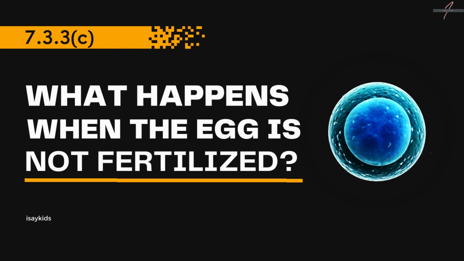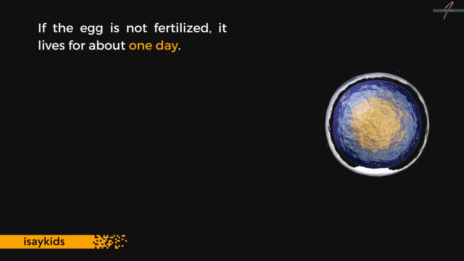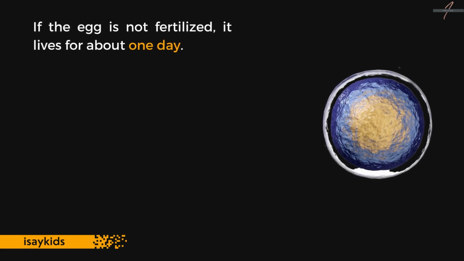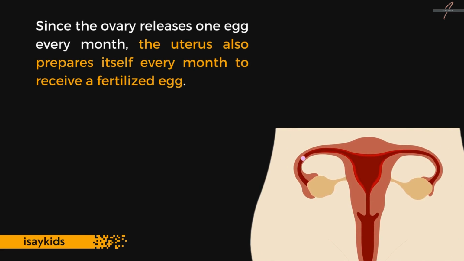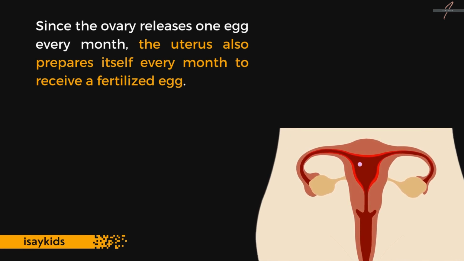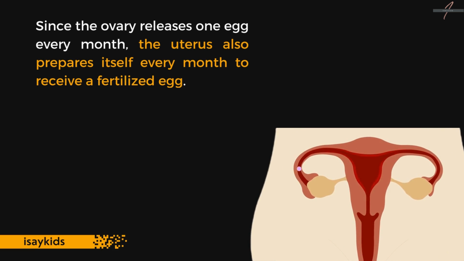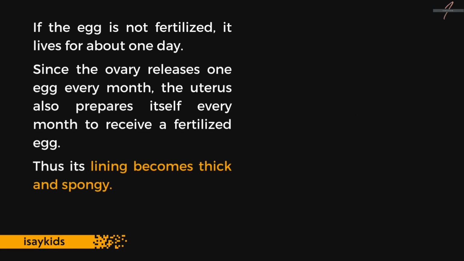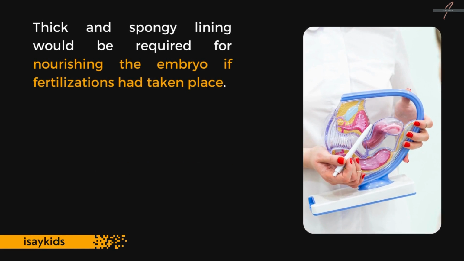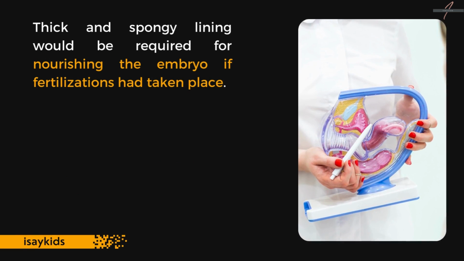What happens when the egg is not fertilized? If it is not fertilized, the egg lives for about 1 day. Since the ovary releases one egg every month, the uterus also prepares itself every month to receive a fertilized egg. Thus, its lining becomes thick and spongy. This would be required for nourishing the embryo if fertilization had taken place.